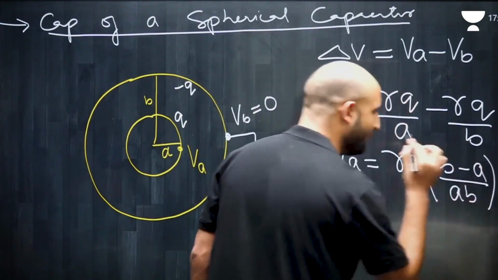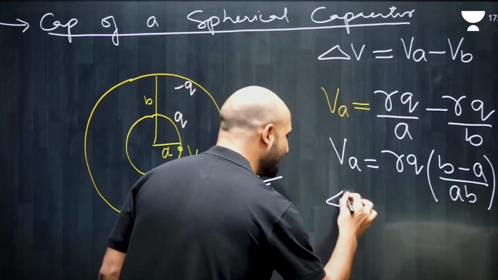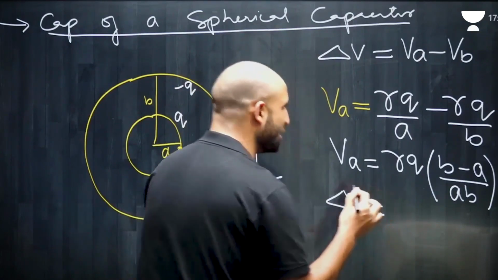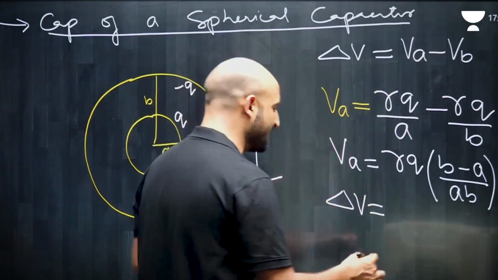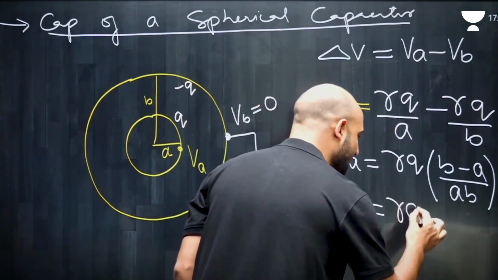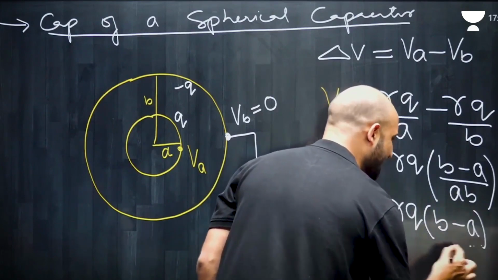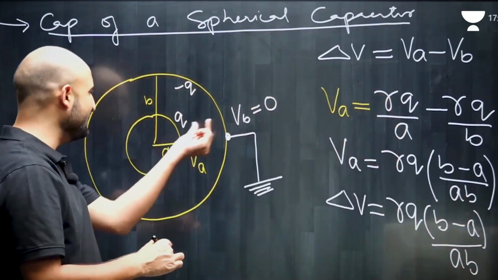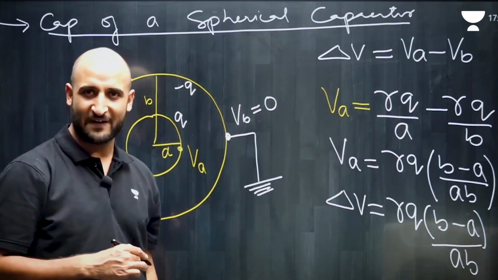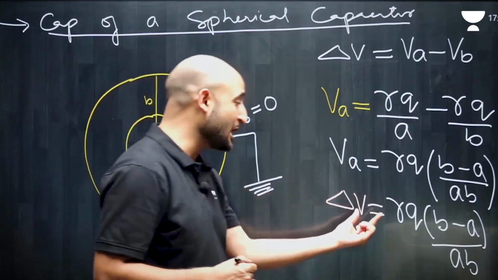So I got VA. So when I got VA, I can easily calculate what will be the potential difference. That's equal to VA minus VB. Since VB is zero, the potential difference will be only equal to VA. So it will be gamma Q divided by B minus A divided by AB. So this will be the potential difference between these two concentric spherical shells. So I gave charge Q, I checked the potential difference.